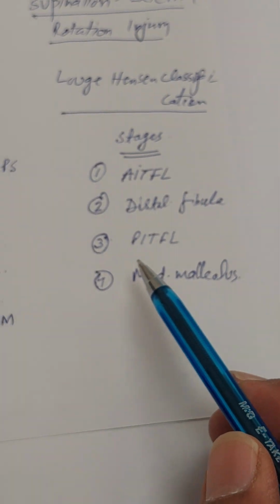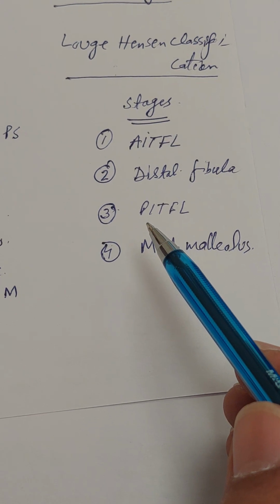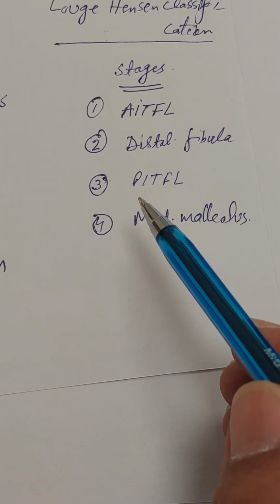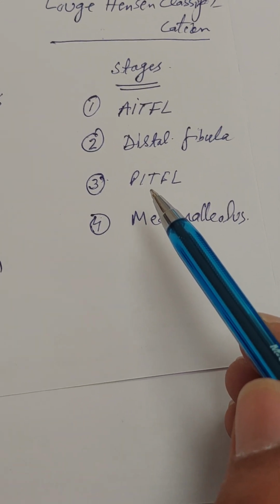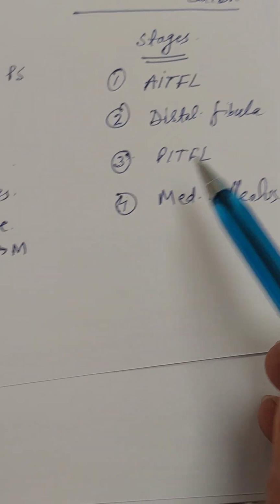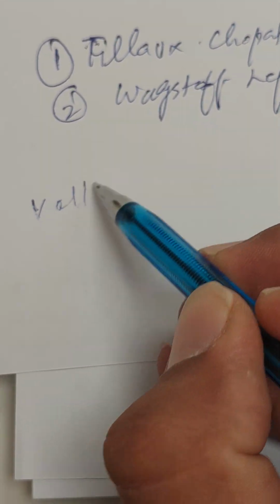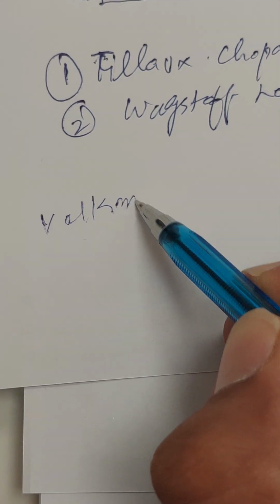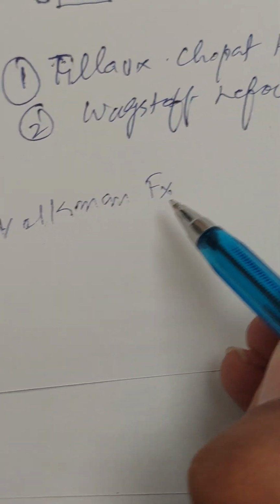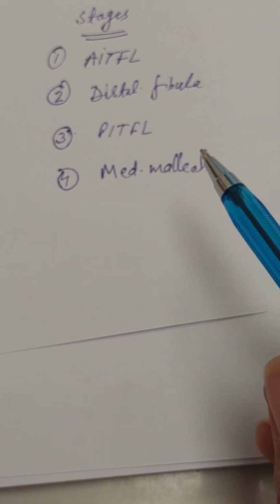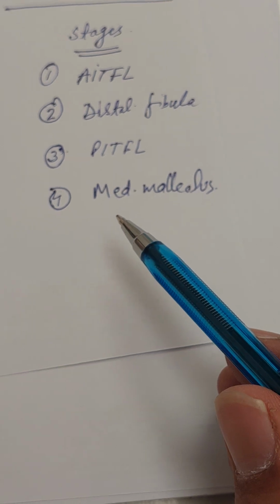When the injury continues further, it reaches in the posterior malleolus, and there is tear or avulsion of the postero-inferior tibiofibular ligament, which is also called the Volkmann fracture. When the injury continues from the medial side, there is transverse fracture of the medial malleolus.